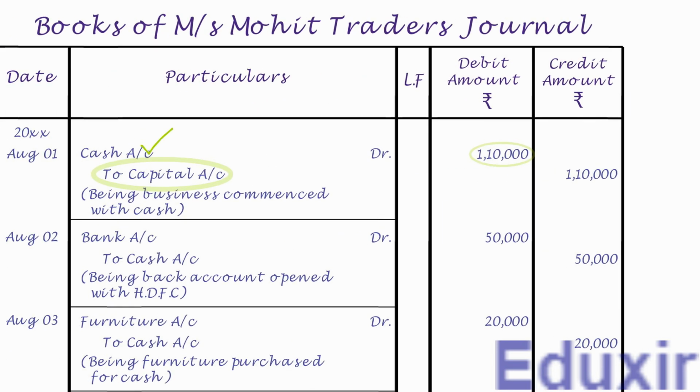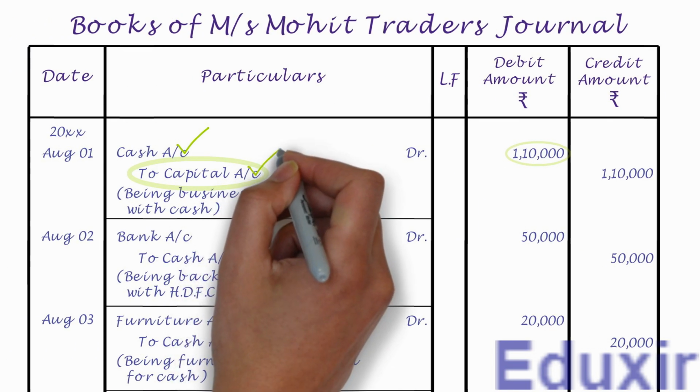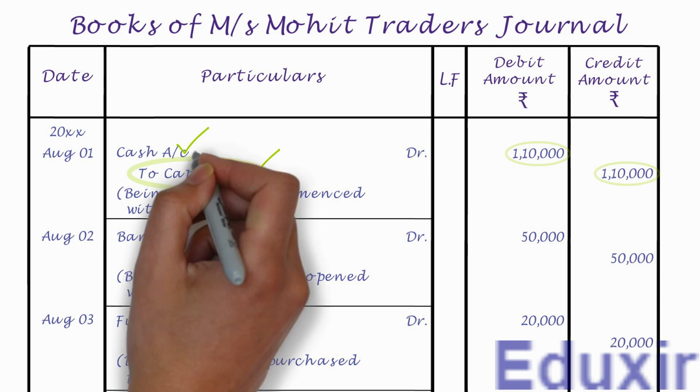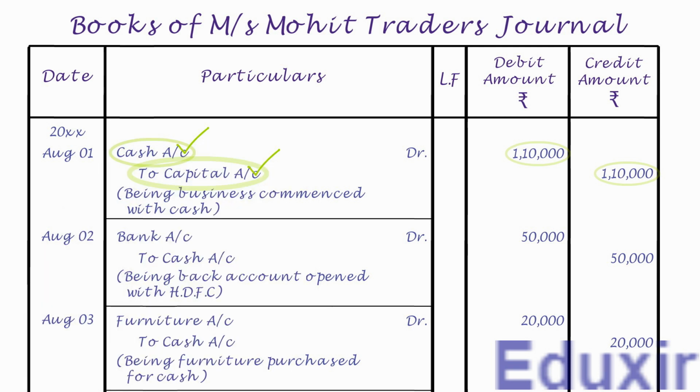As the name suggests, it needs to be posted on the credit side of the capital account, and the credit amount is 1,10,000 rupees. Note that the details that need to be posted into the particulars column is cash account. For posting this entry, we need to create a ledger account for capital, as it is not yet created. Let us first write the title as capital account.